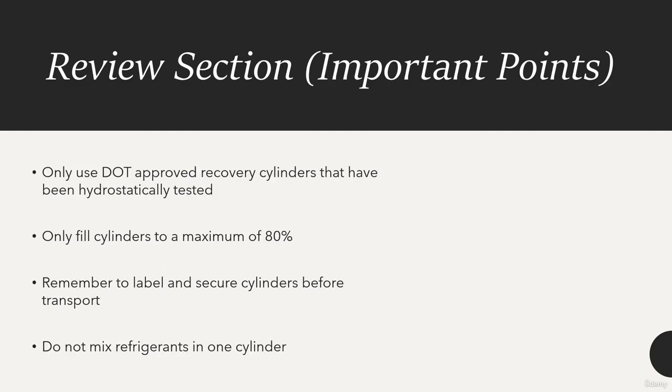Only use DOT or Department of Transportation approved recovery cylinders that have been hydrostatically tested at least once every 5 years. Only fill the cylinders to a maximum of 80% by using either a refrigerant electronic float or a scale to weigh in the refrigerant. Remember to label and secure cylinders before transport. And do not mix more than one refrigerant in one cylinder.